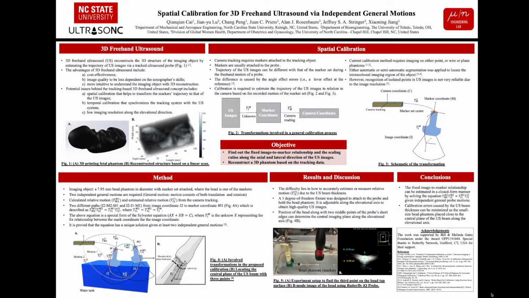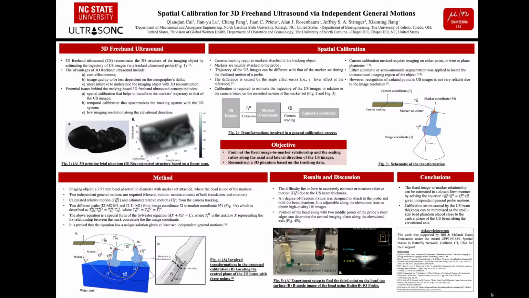Figure 2 and Figure 3 show the transformations and coordinates involved in a general calibration process. Let's look at Figure 3. There are 3 coordinates here. One is image coordinate I, one is marker coordinate M, the other is camera coordinate C. And there are also 2 transformations. One needs to transform the image coordinate I to marker coordinate M using the matrix T I to M, which is unknown, and then to transform the marker coordinate M to camera coordinate C using matrix T M to C. These matrices can be calculated from the camera reading.